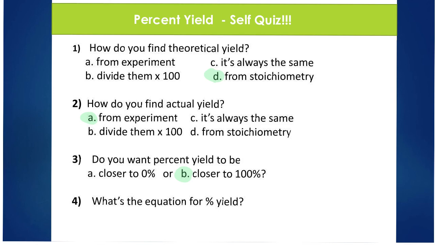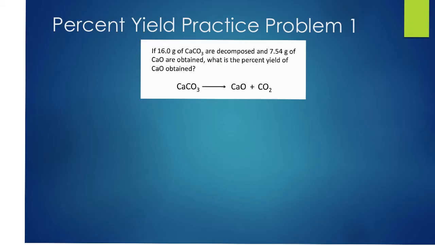What's the equation for percent yield? Actual over theoretical times 100. So in the next two slides, there are a couple examples of what this would look like, and see if you can try them on your own, and then take a look at my example.